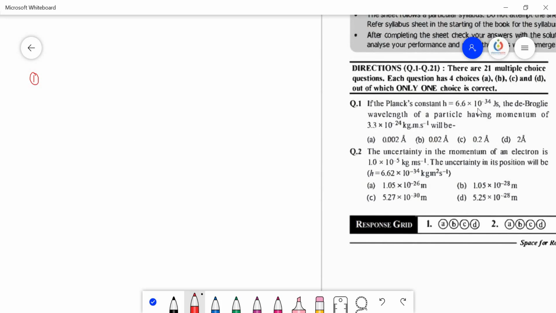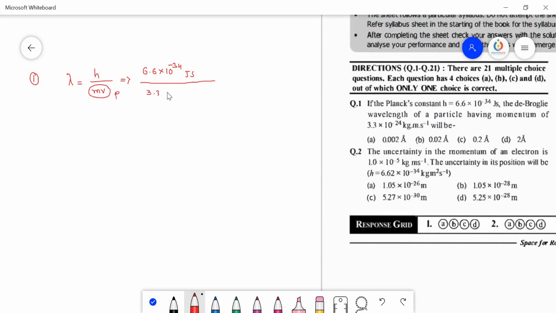So, the de Broglie's wavelength of the particle has to be calculated. Let us take lambda equals h by mv. Planck's constant value is given, 6.6 into 10 power minus 34 joule seconds, and the mass of the particle, directly momentum is given. So in the place of mv we can write down the momentum p.